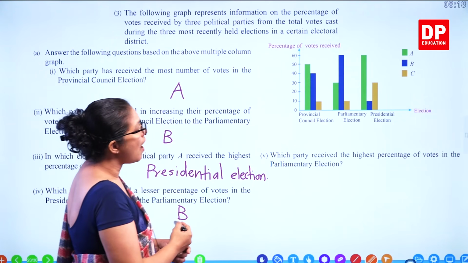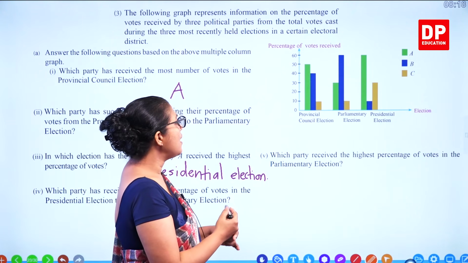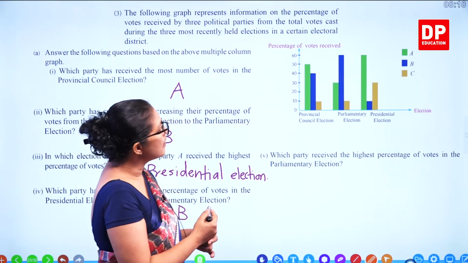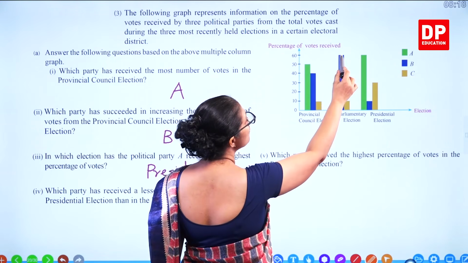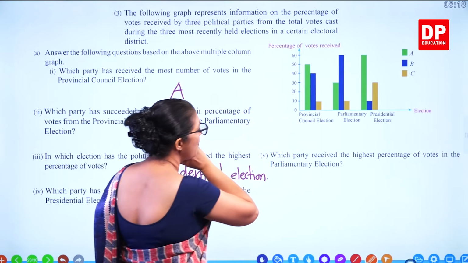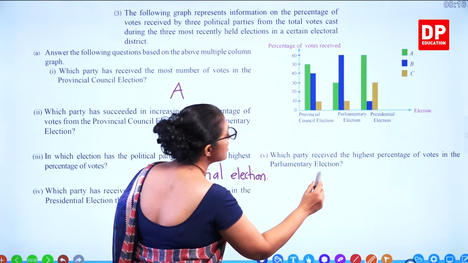Which party received the highest percentage of votes in the parliamentary election? You have to look at the parliamentary one and see which party got the highest. This is the blue one. Blue one means party B.